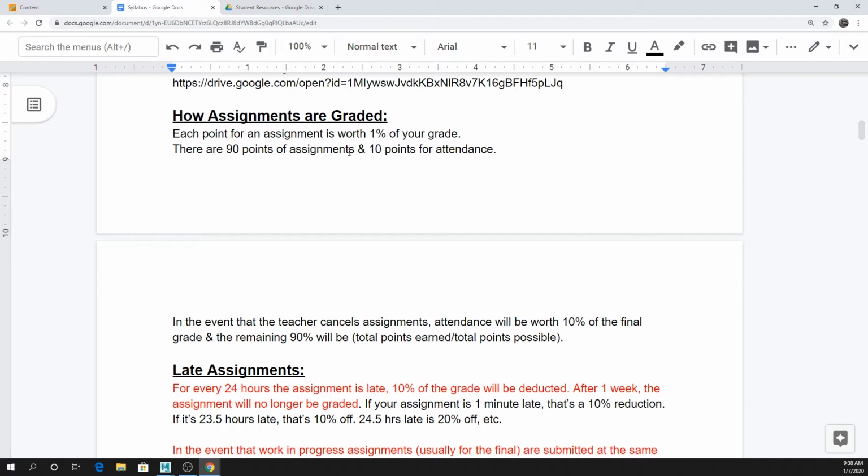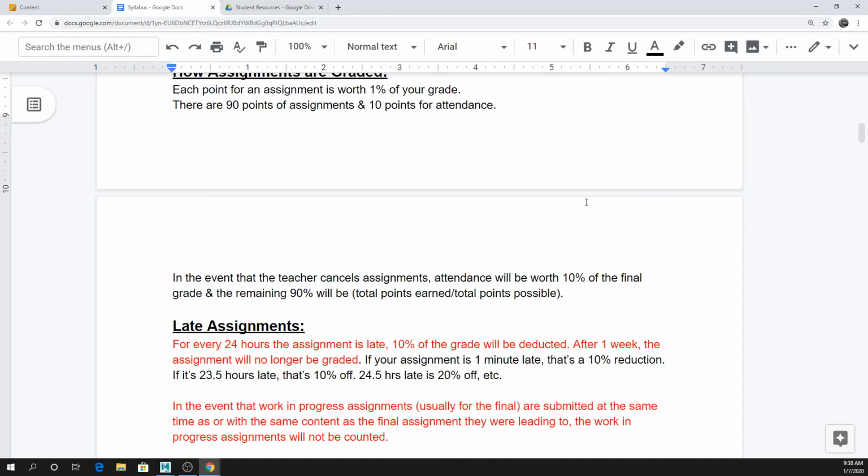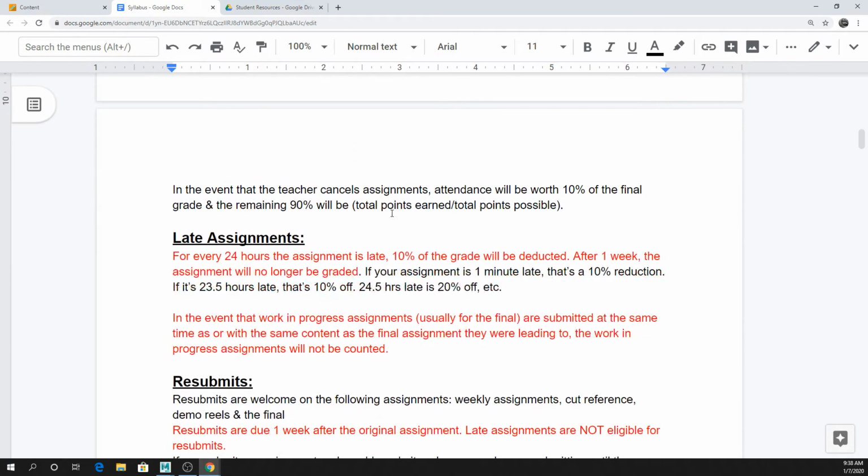I did that because it makes it really easy to calculate your grade. There's no ambiguity or weird, mysterious formulas that you can't calculate till the end. Hopefully that makes sense. Any questions about that? Sweet. In the event that I cancel an assignment for some reason, I'm just going to calculate all of the assignment points as 90% of the grade and leave attendance as 10%.